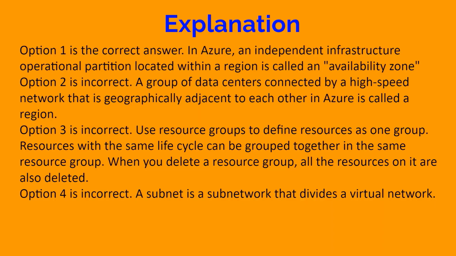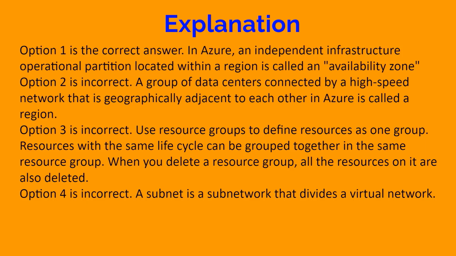Explanation. Option 1 is the correct answer. In Azure, an independent infrastructure operational partition located within a region is called an availability zone. Option 2 is incorrect. A group of data centers connected by a high-speed network that is geographically adjacent to each other in Azure is called a region.